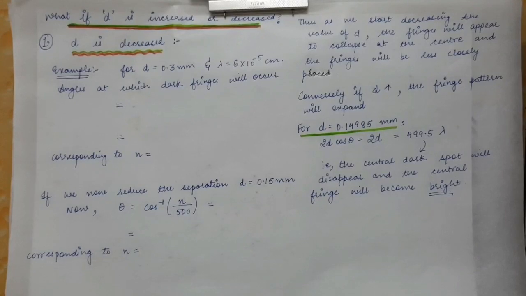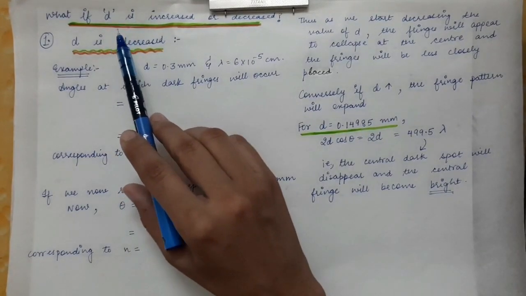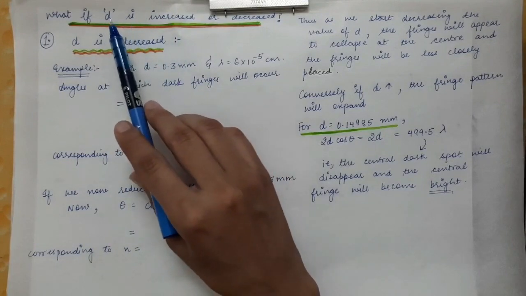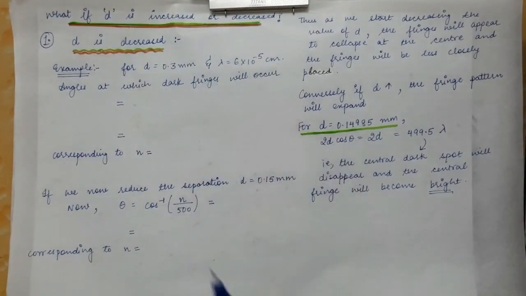Now we are going to see how the nature of the fringes changes as d is increased or decreased. We have already covered that the nature of the central fringe changes when the distance d is changed. First of all it will become dark, then it will become bright, then again it will become dark, and so on. That we had done only for the central fringe. Now we are going to see how the whole fringe pattern which is observed changes when d is increased or decreased.